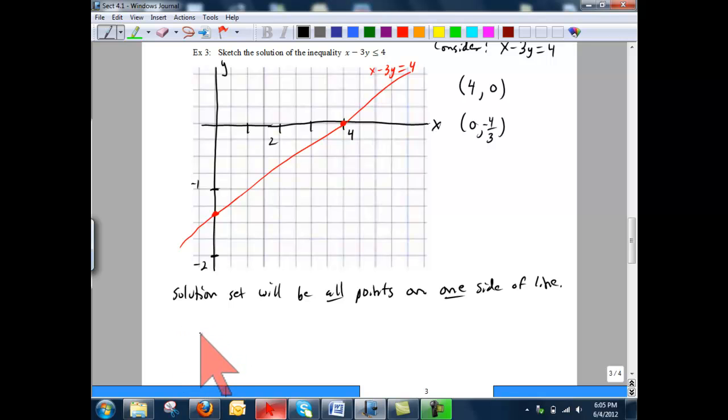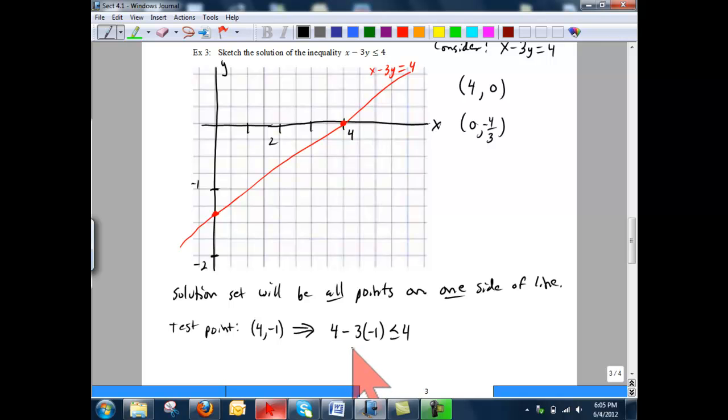Pick a point that is not on the line. So for example, I can pick 4, negative 1. That's clearly not on the line, it's to the right and down below. So if I pick the point 4, negative 1, and let's take this and plug it into the inequality. X minus 3y less than or equal to 4. When I plug this in, I have the inequality 4 minus 3 times a negative 1 is less than or equal to 4. And now I see if this is true or not.